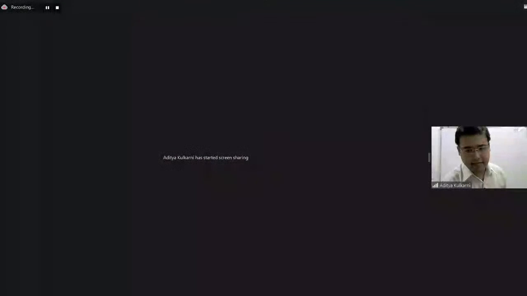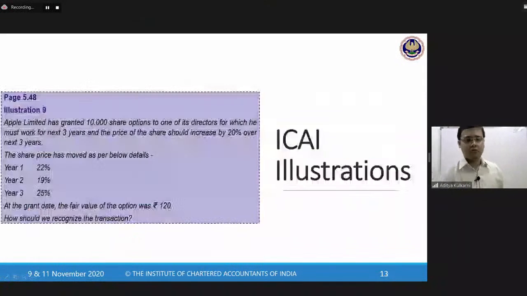Again, a study material problem, but a small one. Apple Limited has granted 10,000 share options to one of its directors, for which he must work for the next 3 years. And the price of the share should increase by 20% over the next 3 years. So what is this condition? One is work for 3 years. That is a service condition. You know how to attribute. Okay, 1/3, 1/3, 1/3.